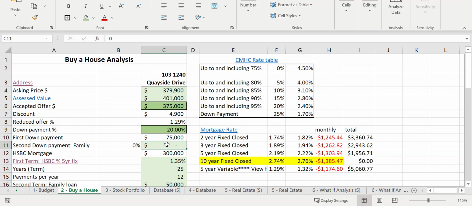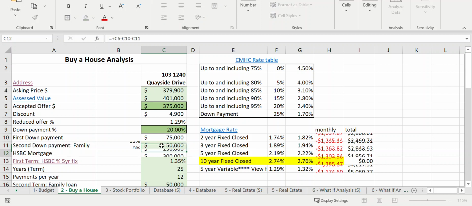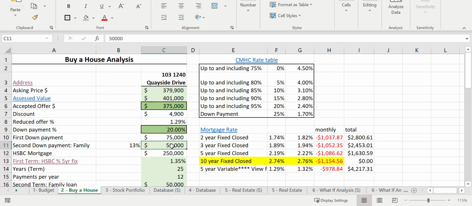Sometimes you get a second mortgage from a bank, or maybe family or friends can lend you some money. So this is just another variable to calculate. I'm going to say I got $50,000, let's say, from a family or friend member, and that's about 13% that we're going to put down. So I'm putting 75 myself. I'm going to borrow a little bit.